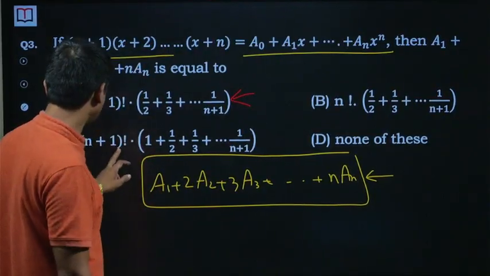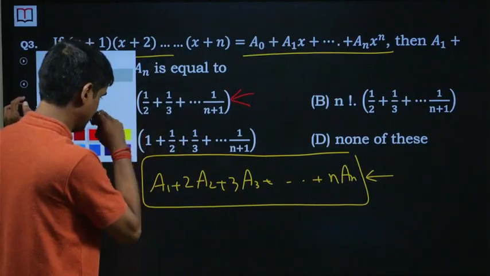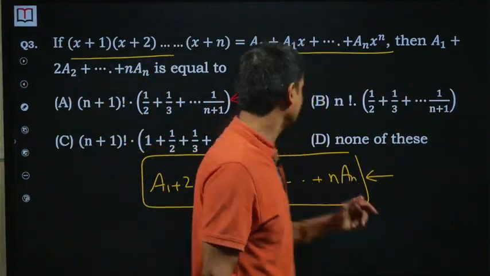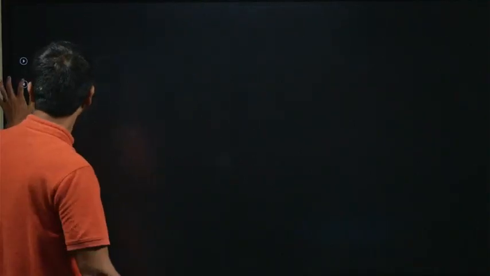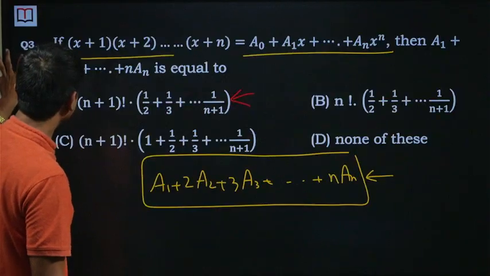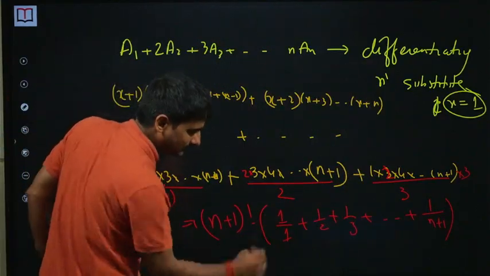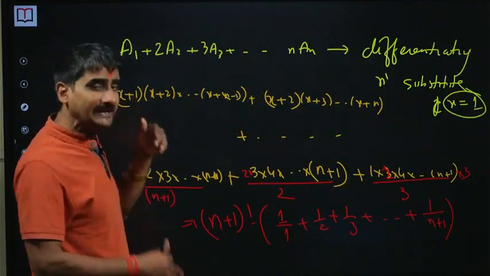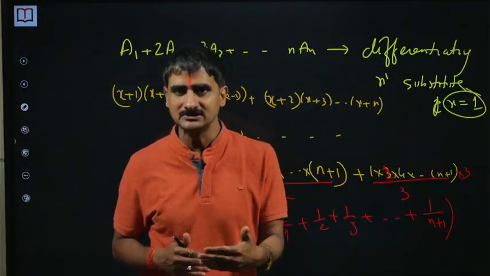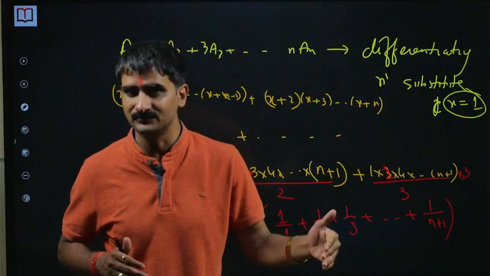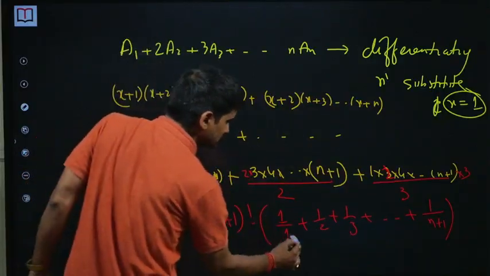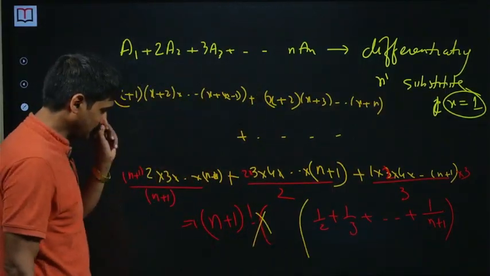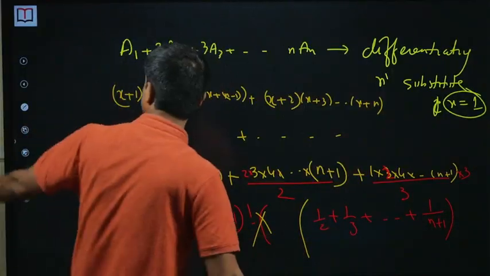Wait, wait. There is no 1 by 1. See how many terms we have? We have n terms. Yeah, that should be the answer. So I just made a mistake here. It shouldn't be 1 here. Why? Because you can't have n plus 1 terms from 1 to n plus 1, since there are n factors. So when you differentiate one at a time, you will get only n terms as the sum. So it has to start with 1 by 2 only, bachcho. We need to take care of it. So n plus 1 factorial into this sum should be the answer.